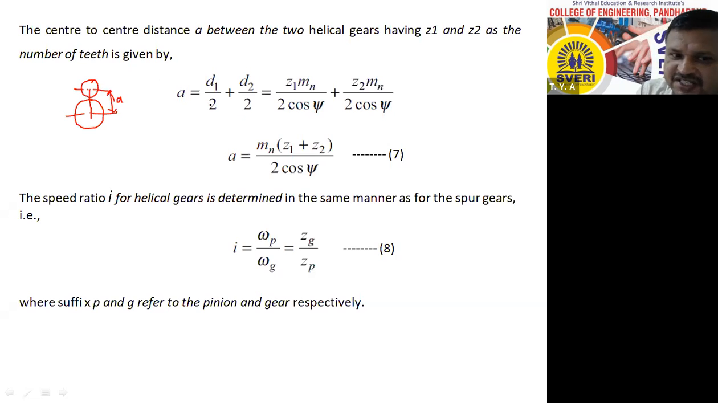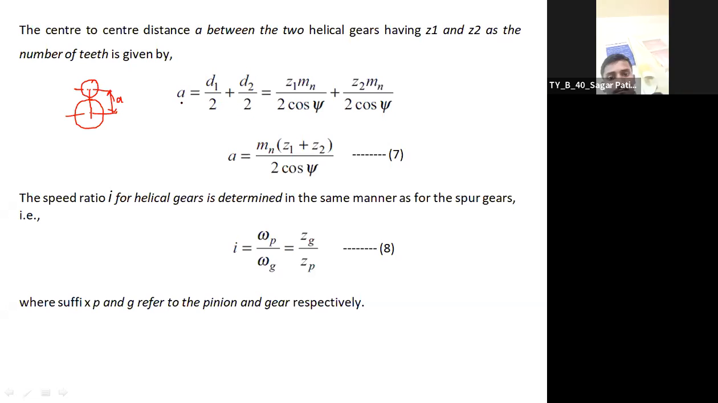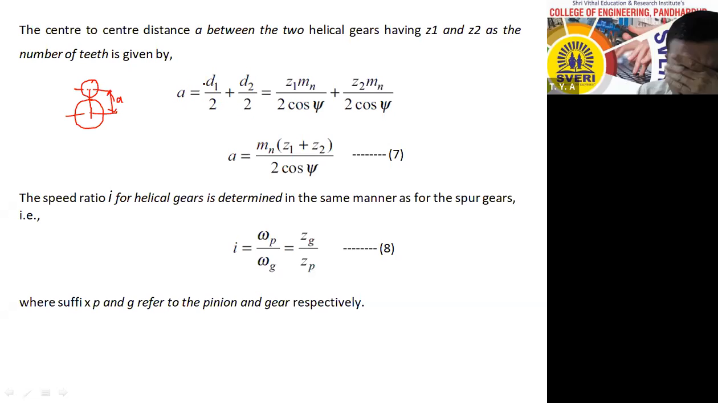Therefore write down center distance A is equal to D1 divided by 2 plus D2 divided by 2, which is equal to Z1 Mn divided by 2 cos psi plus Z2 Mn divided by 2 cos psi. Therefore A is equal to Mn, common काढलं. Mn we have taken common. Mn into bracket Z1 plus Z2 divided by 2 cos psi.